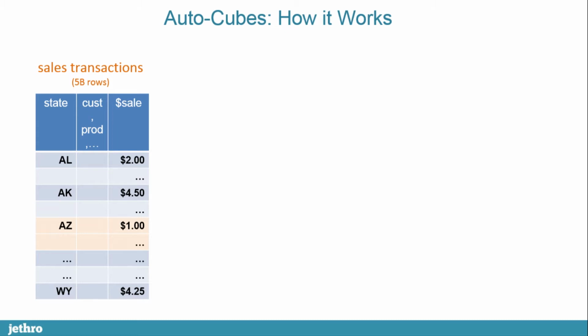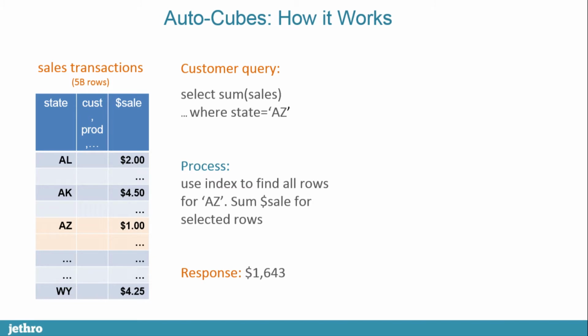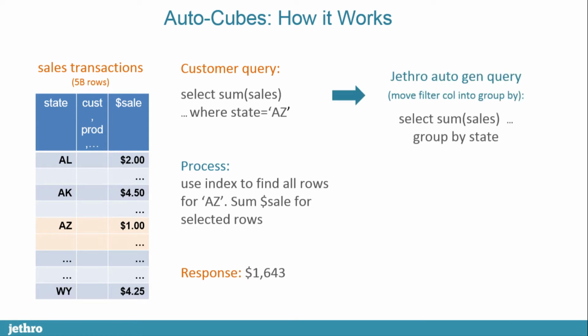Autocubes. So how does that work? Let's understand the concept. Let's say we have this table, sales transaction, and we have state and some information about sales. And we got this query, select sum where state equal Arizona. So first of all, Jethro will process the query using the index of Arizona, but since we only have 50-something states, we are going to narrow down the result set, but still may end up with something that is relatively big. So in the background, Jethro generates a cube.